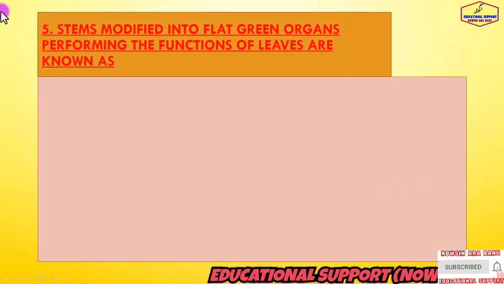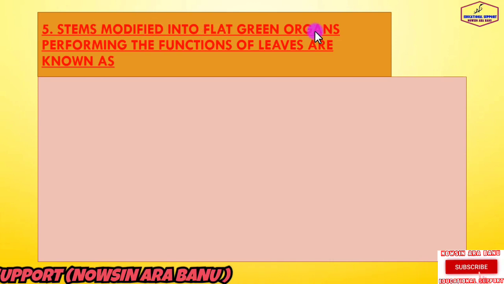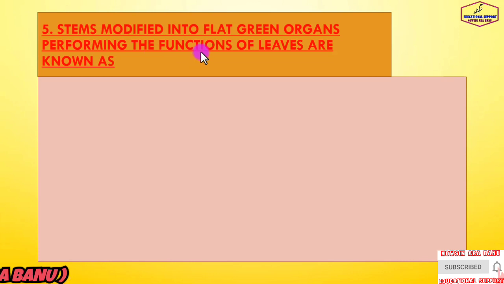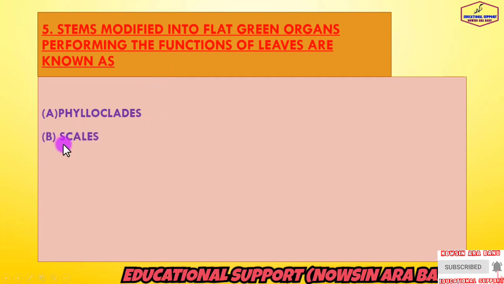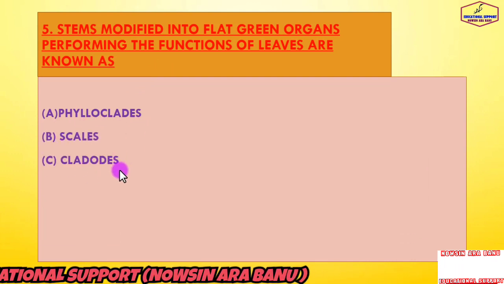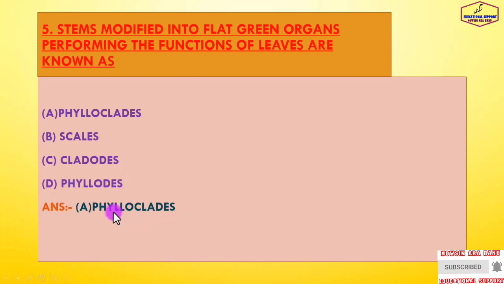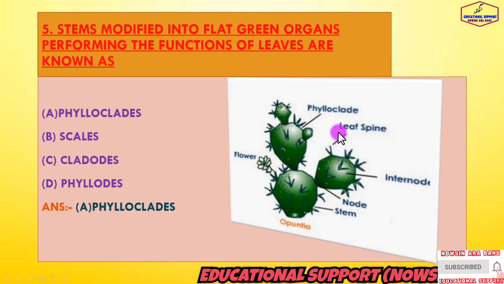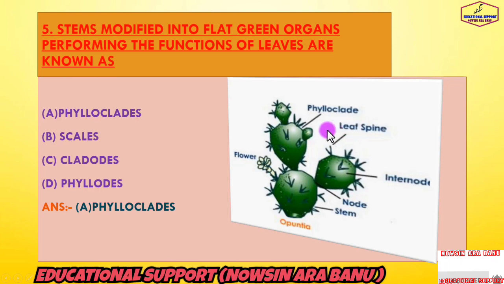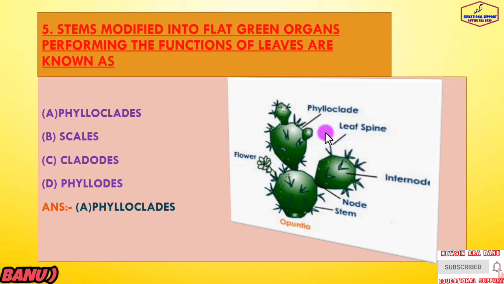On question number 5, stems modified into flat green organs performing the functions of leaves are known as, and the options are phylloclade, scales, cauline, and the last one is phyllode. So the answer is phylloclade. As we learned, the types of special stem modifications are phylloclade, cladode, thorn, and tendrils.